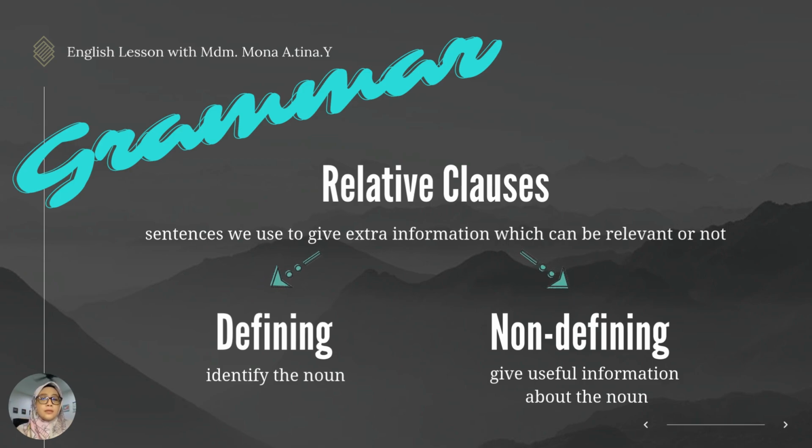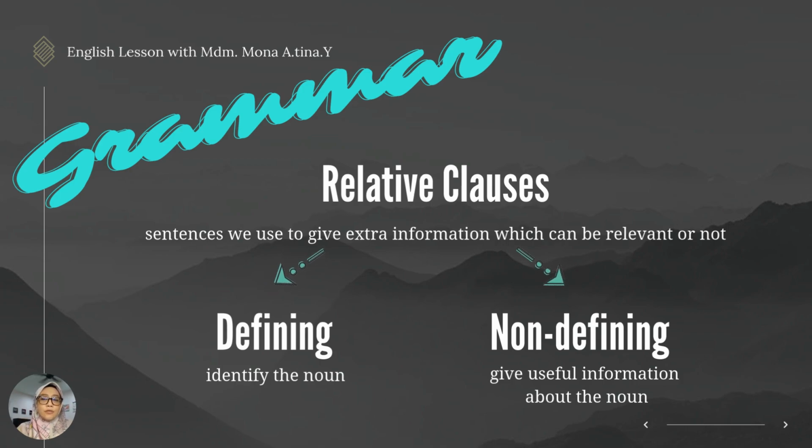Okay, so what is the difference between non-defining dengan defining? Defining ni actually comes from the word define, memberi maksud, menerangkan. Okay, so what is defining relative clause? It is actually on identifying the noun. Kita nak terangkan tentang sesuatu kata nama dalam sesuatu ayat. Kita nak explain lah tentang seseorang ataupun sesuatu tempat, sesuatu benda. Okay, so that is defining relative clause.